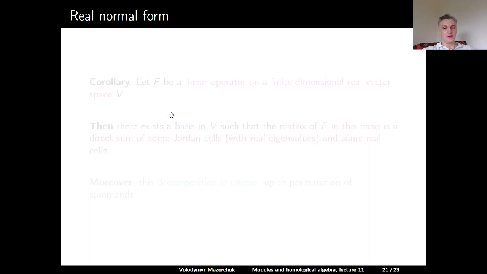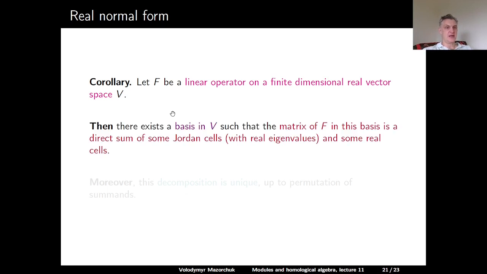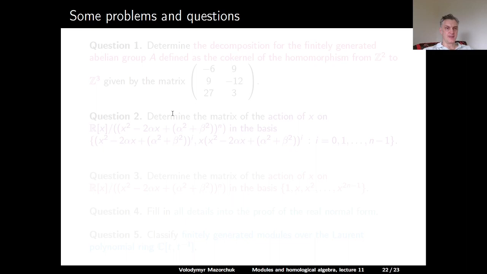And now we can formulate the real normal form corollary. Let F be a linear operator on a finite dimensional real vector space V. Then there is a basis in V such that the matrix of F in this basis is a direct sum of some Jordan cells with real eigenvalues and some real cells. Moreover, this decomposition is unique up to permutation of summands.